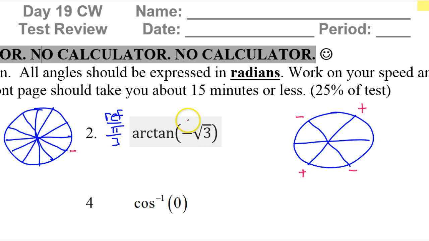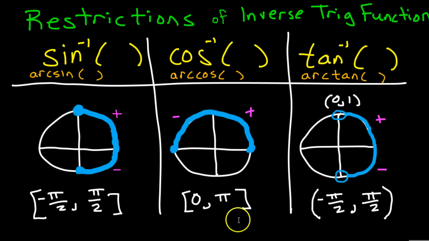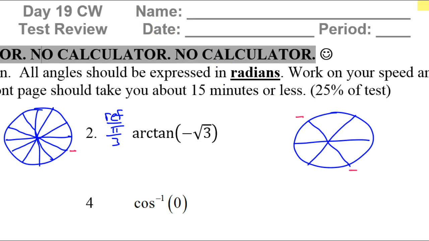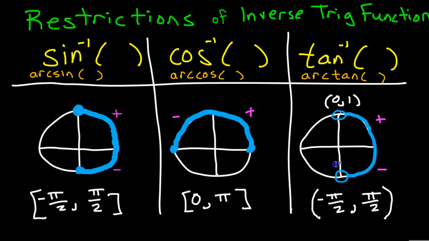Now we want a negative tangent, so we can forget about these 2. We also know that inverse tangent is restricted to the right side of the circle. So we can forget about this one. Okay, this is negative pi over 3. We cannot call it 5 pi over 3 because going this way takes us outside of the restricted range for tangent. We cannot go out here. If we just go straight down, we're staying within the restricted range.